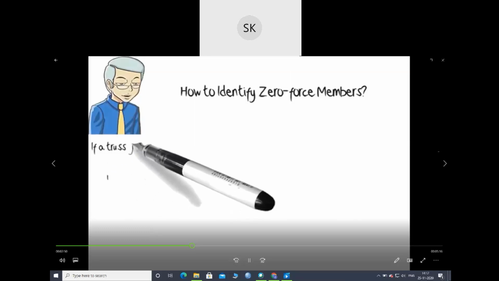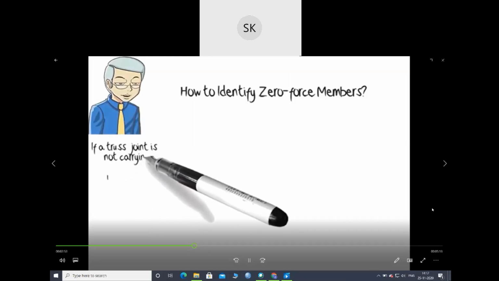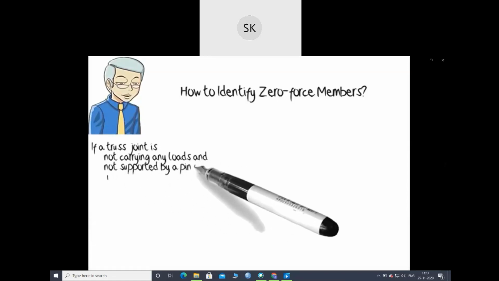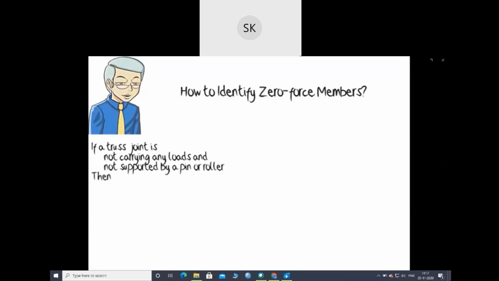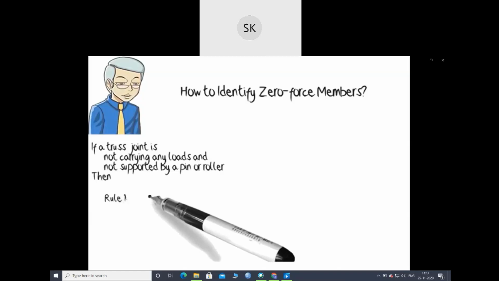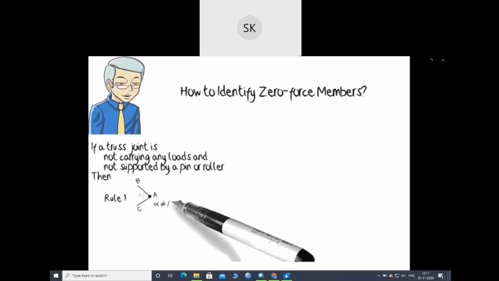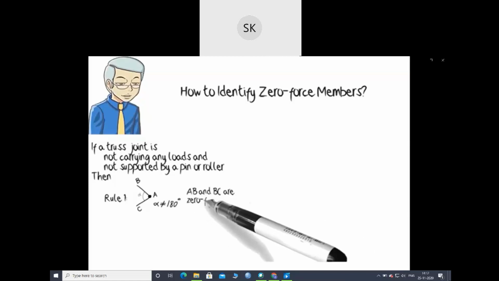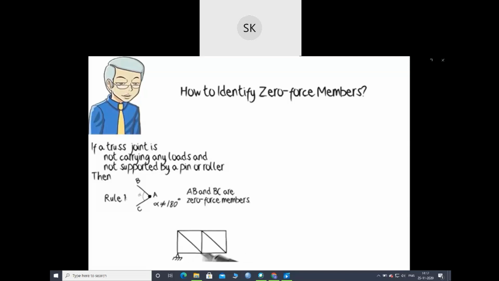If a truss joint is not subjected to any applied loads and is not supported by a pin or roller, then the following rules can be applied repeatedly to identify all the zero force members. Rule 1. If the joint connects two members only, where the angle between the members is different than 180 degrees, both members are zero force members. In this structure, joint F connects two members only, there is no load or support at the joint, therefore both EF and CF are zero force members.